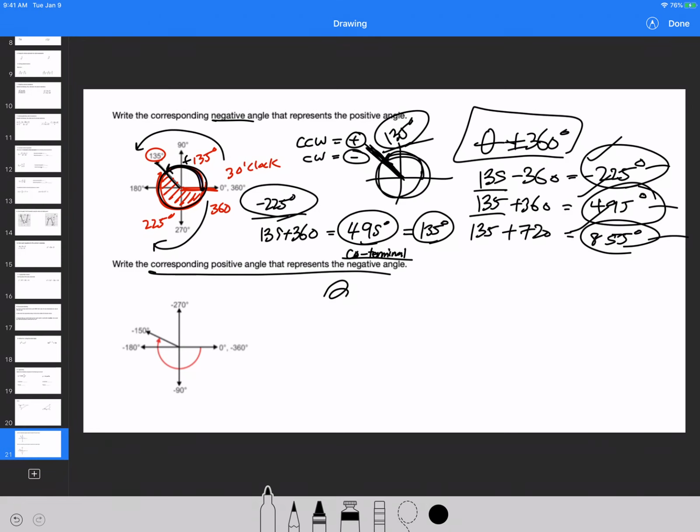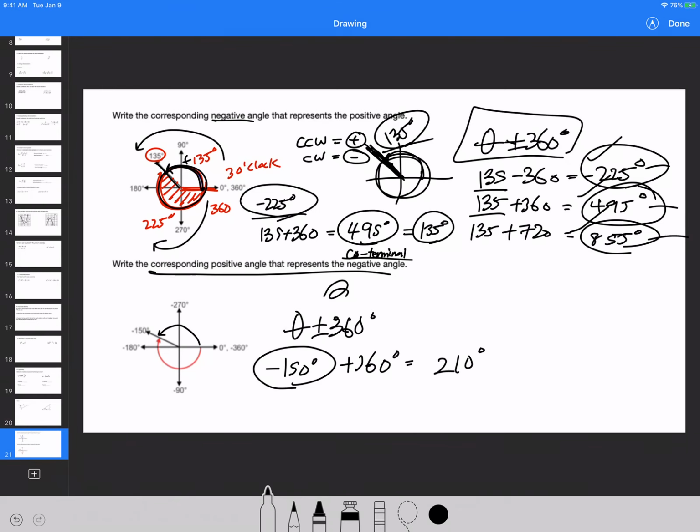Write down the corresponding positive angle. Well, here, angle plus and minus 360. The angle here is negative 150 degrees. So if you add 360 to that, what you're going to get is positive 210 degrees, and that's going to be this one right here.